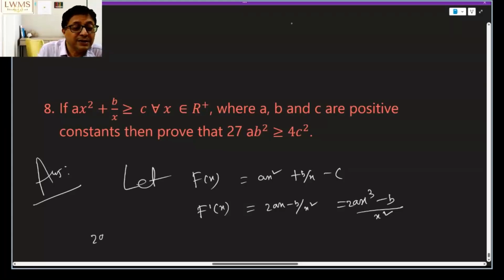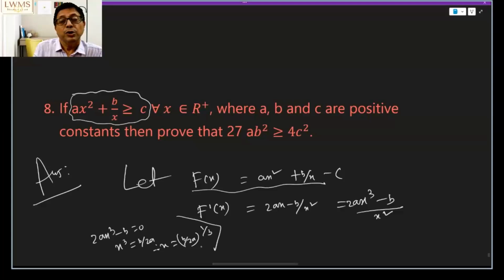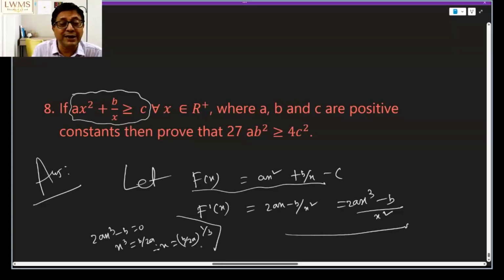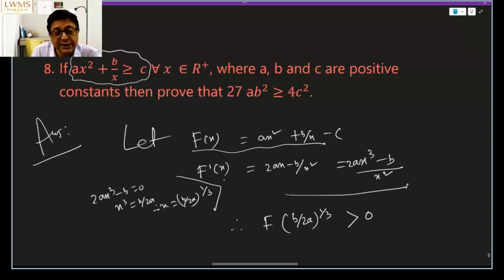But for what value of x? X cube is b by 2a. So x is b by 2a to the power 1/3. Isn't it? It is given this expression positive. So f dash x has to be greater than 0 for x equal to this thing. My starting value is this. So can't I say that f of b by 2a to the power 1/3 is greater than 0?